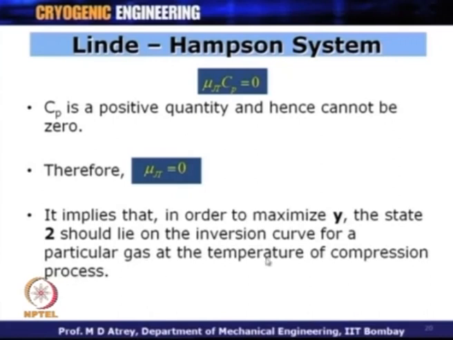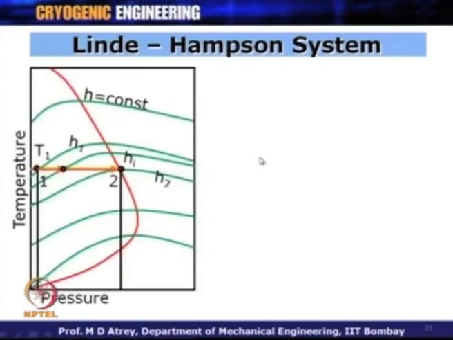So, the temperature remains constant, and if you are to get H2 as the minimum value, the point should lie on the inversion curve. This is the most important requirement one can understand in order to maximize the value of y, or in order to minimize the value of H2. What do you understand from this?